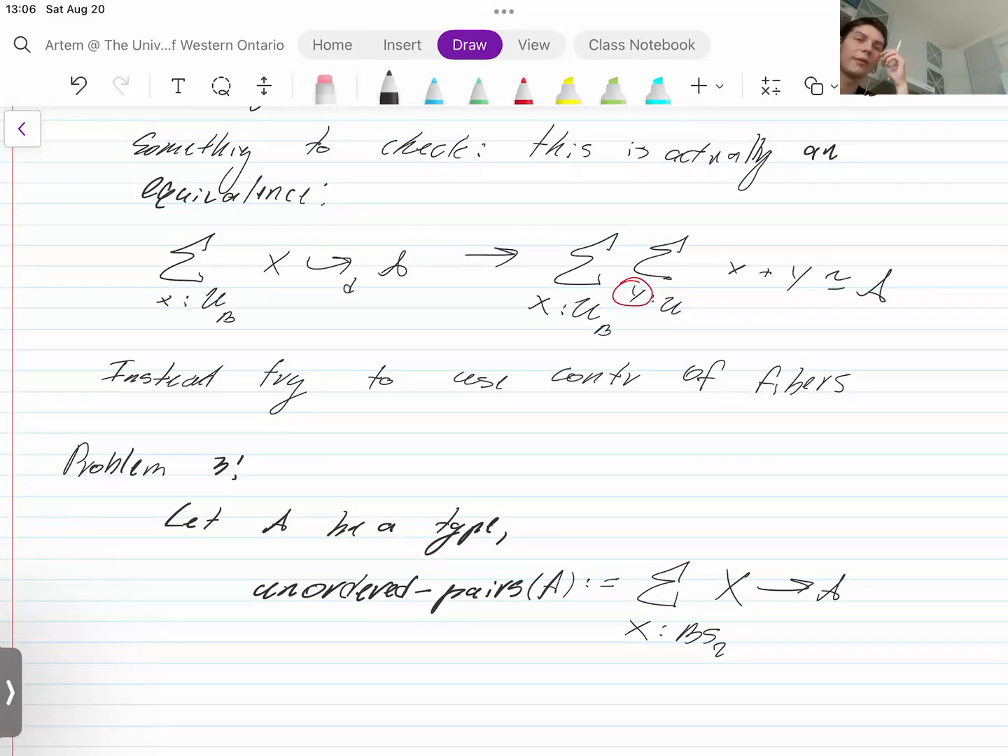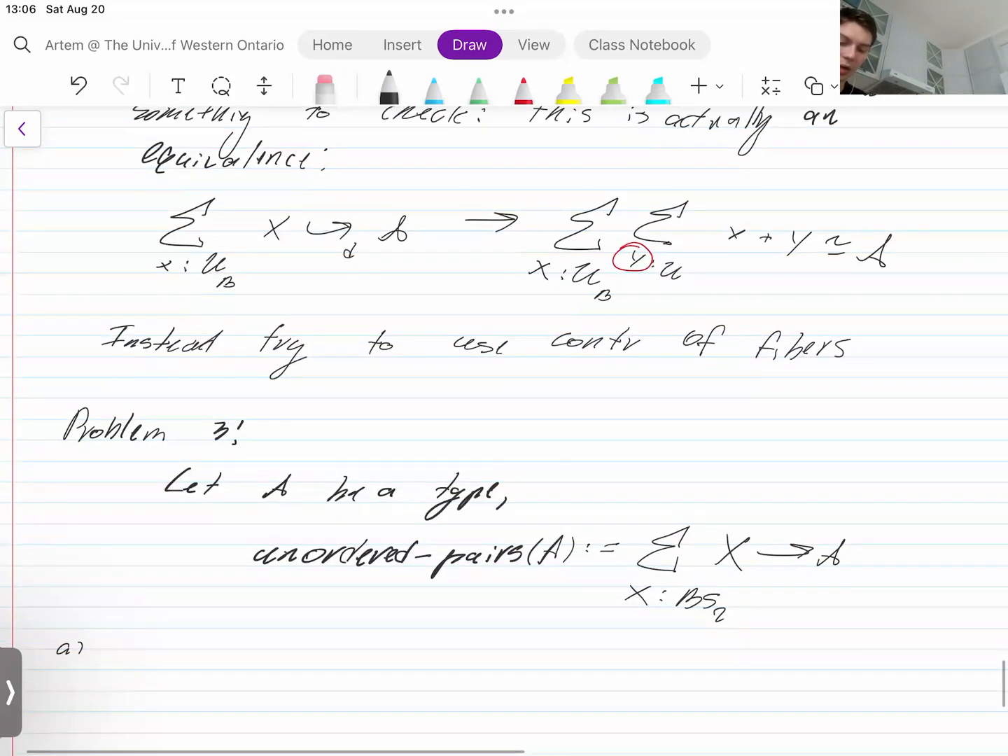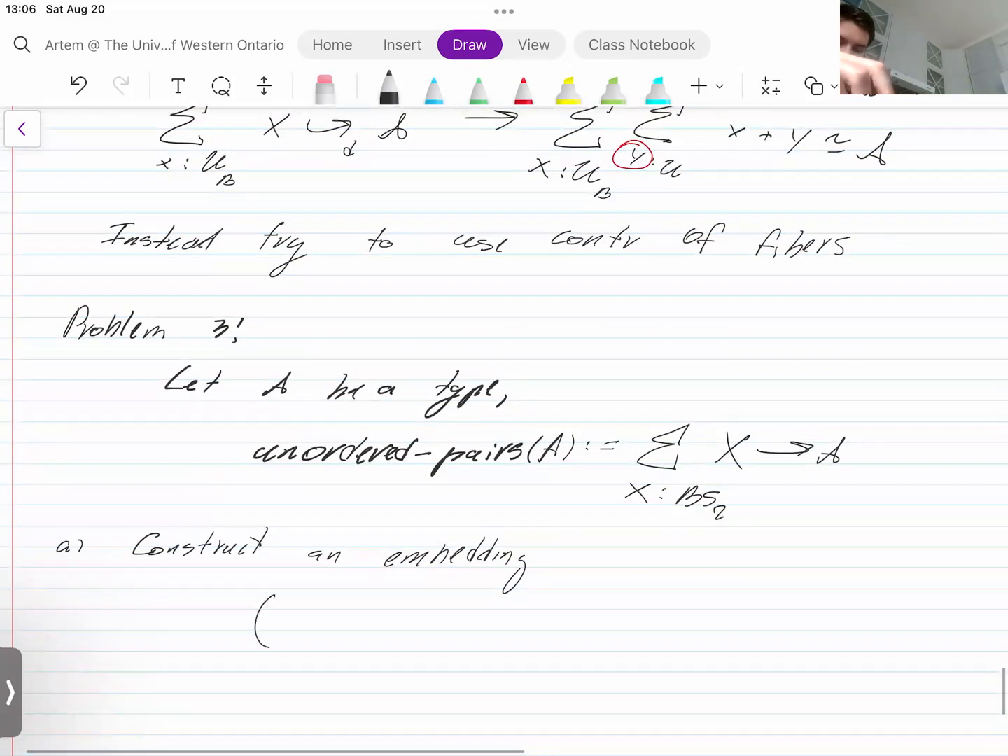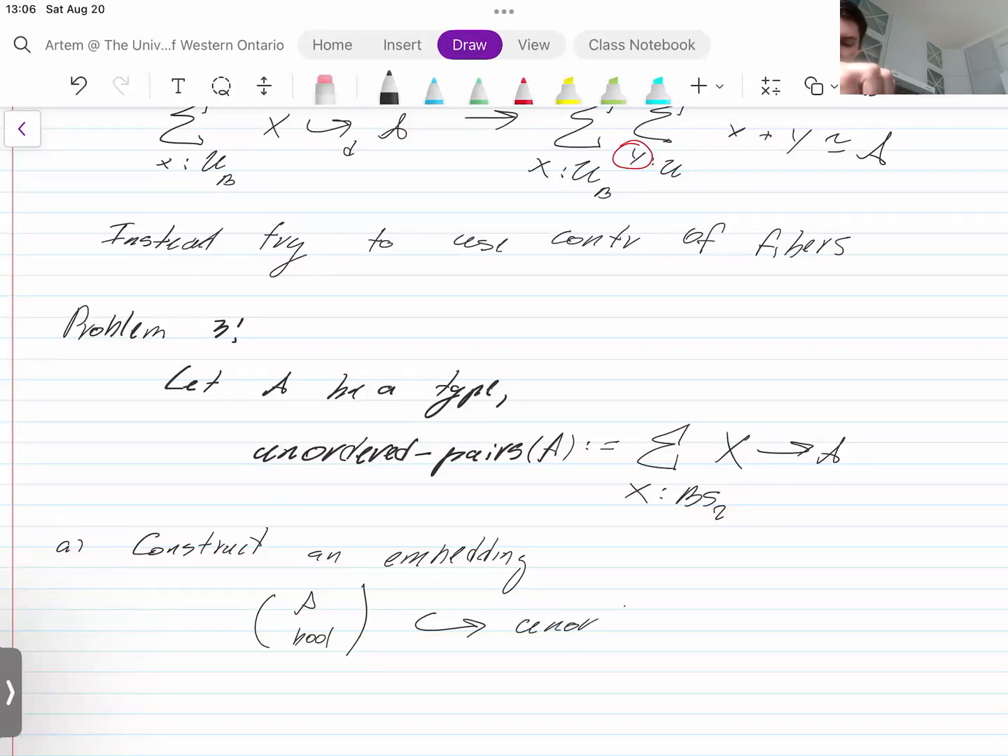And now we, of course, want to have an evident result. So we construct an embedding of Booleans in A, and then into unordered pairs A. So this is important.